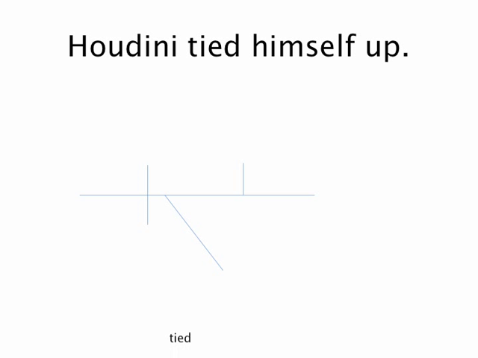Okay, so the first one, Houdini tied himself up. We have Houdini tied what? Himself. Up is an adverb in this case. When you have a preposition without an object, it becomes an adverb.